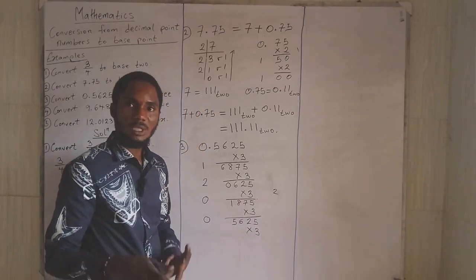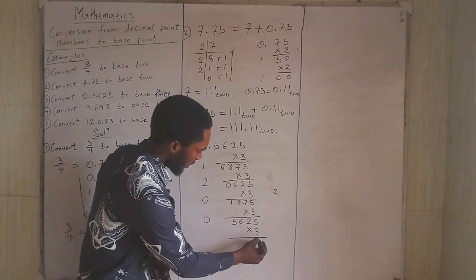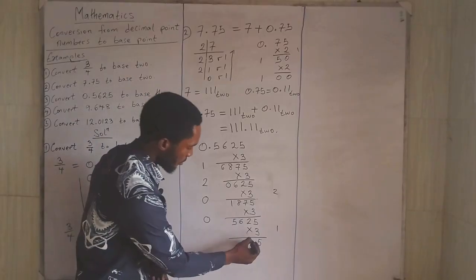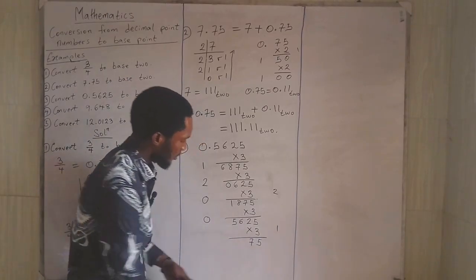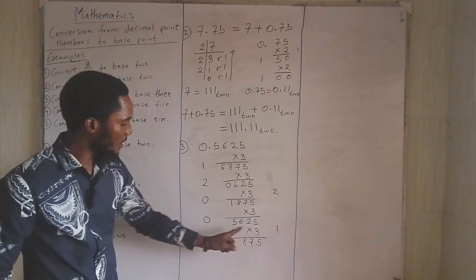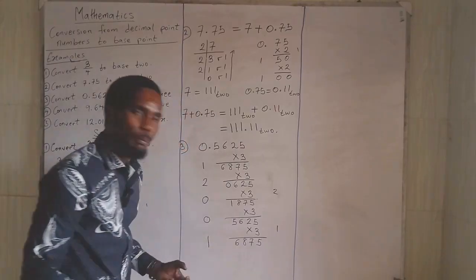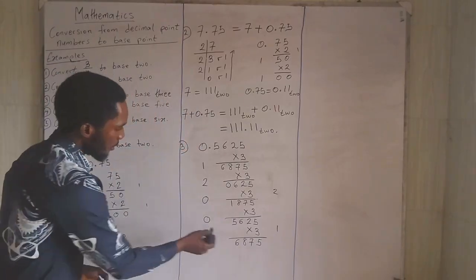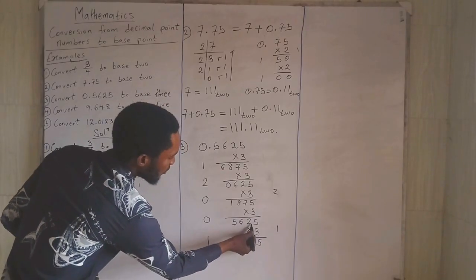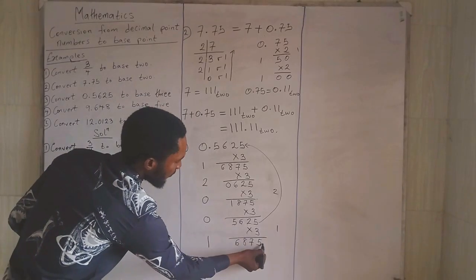Mind you, we continue until we get to 0, right? 3 times 5. 3 times 2, we have 6 plus 1, 7. 3 times 6, 18. 3 times 5, 15. Bring 1 here. But notice something. We have 5625, okay, so we have 5625, which is this. We have 6875, which is this.